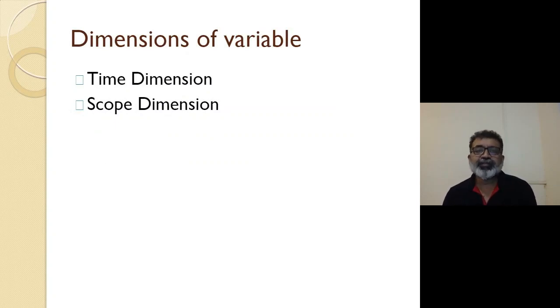Now, this is important. This title may be new to you. You might not have heard it before: whether a variable can have dimensions. So yes, a variable in C has got dimensions. It has got two dimensions. One is the time dimension, another is the scope dimension. Right? Two dimensions are there.